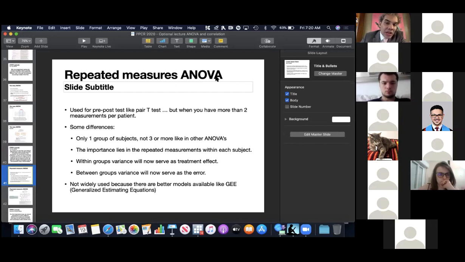this repeated measures ANOVA is not widely used because there are better models available to handle repeated measures or longitudinal data. For example, generalized estimating equations are much better and much more general than repeated measures ANOVA. They are much more helpful, but also much more complicated and more difficult to understand or to use. But nowadays, when you have repeated measures, statisticians will normally use generalized estimating equations and not repeated measures ANOVA. But as we are in an ANOVA class, we'll study it right now.